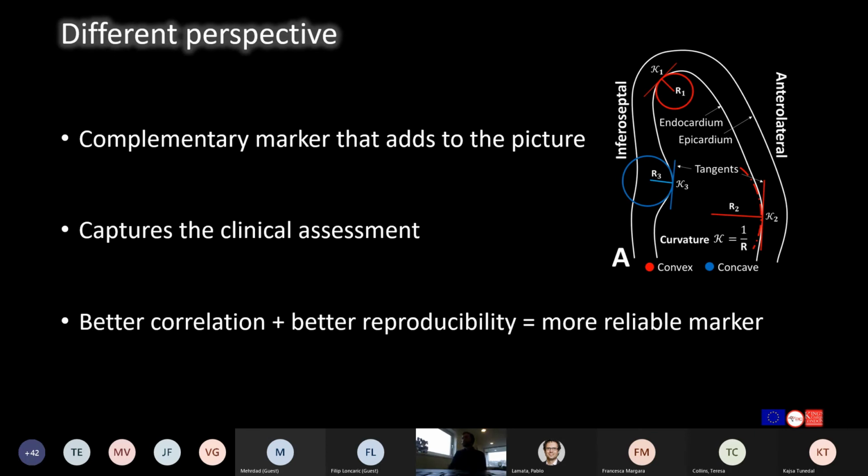So in summary, we try to create a new marker that brings a new perspective to the diagnosis of the BSH, and it's complementary to the already existing measurements. And we also try to capture this visual assessment performed by clinicians in a more objective way.